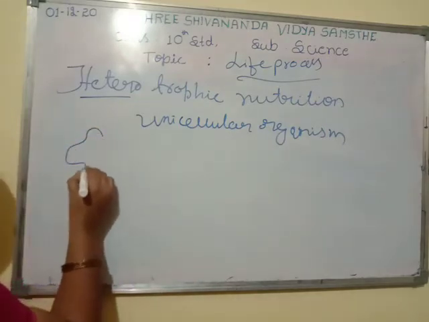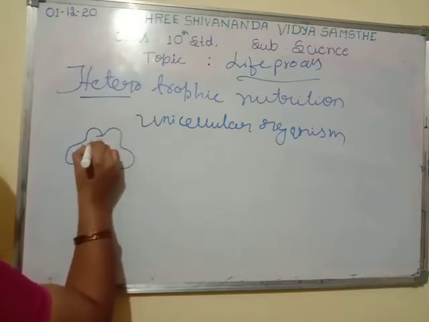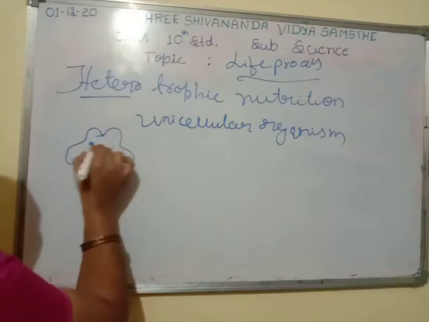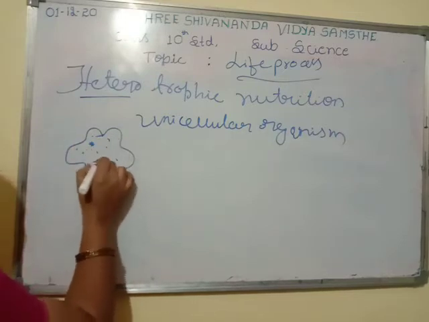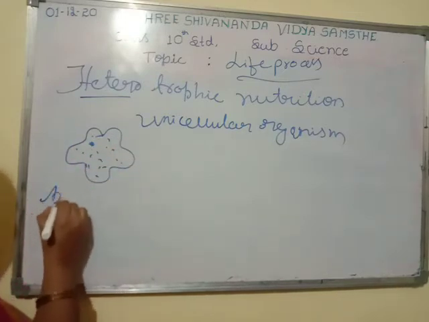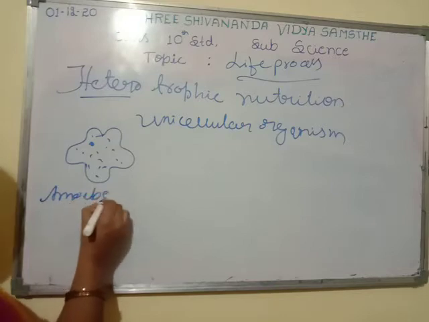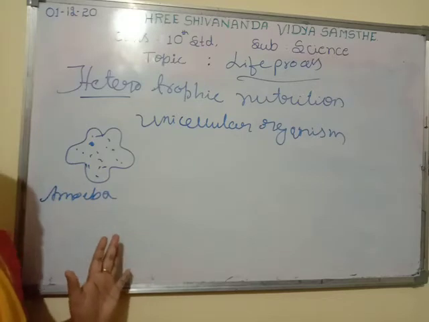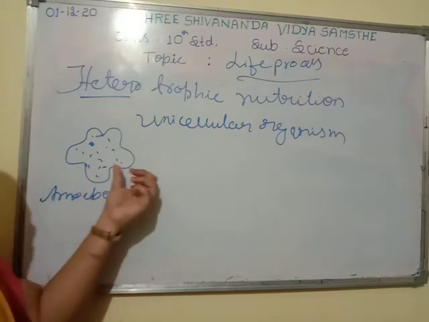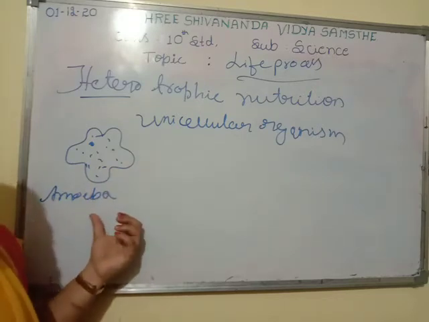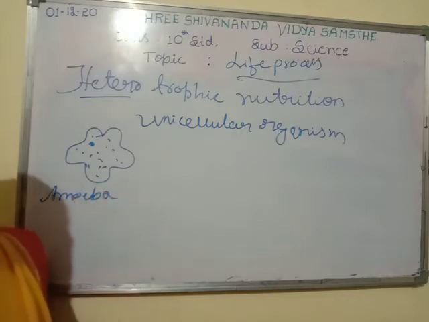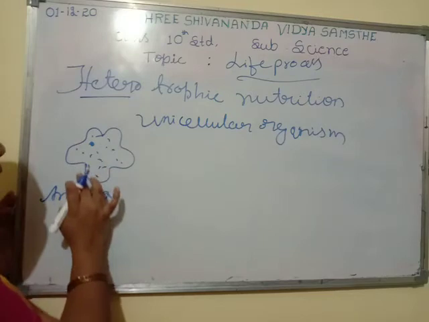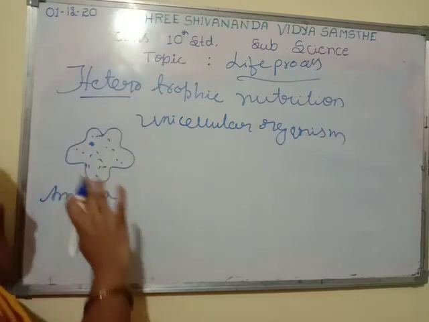If I draw the structure of the amoeba here, this is the nucleus and there is a food vacuole. This is an amoeba, a structureless organism. Why? There is no particular shape for the amoeba, because its entire body is going to constrict.